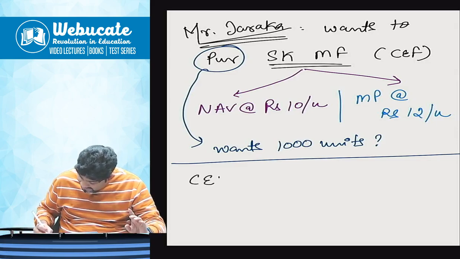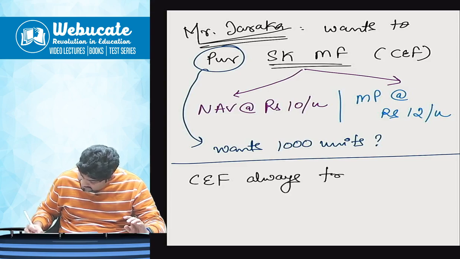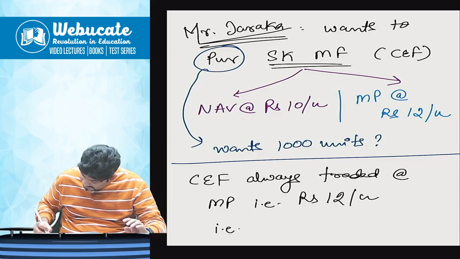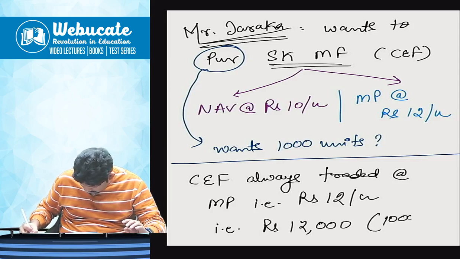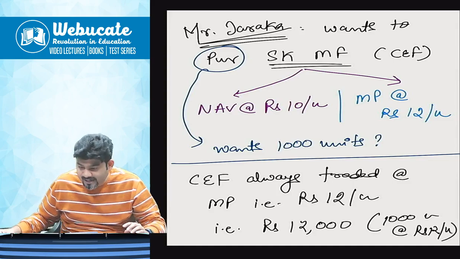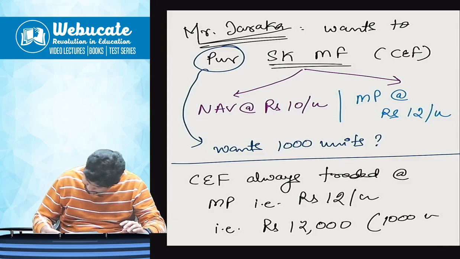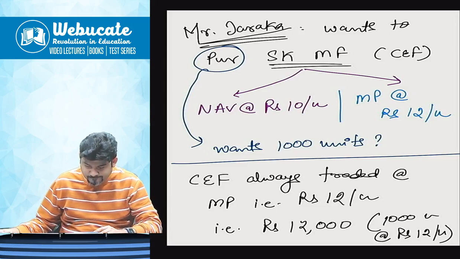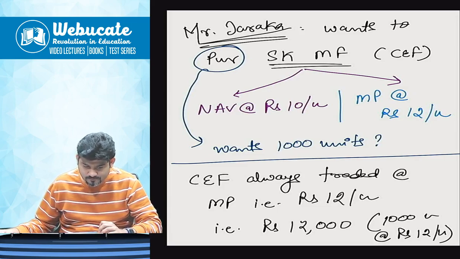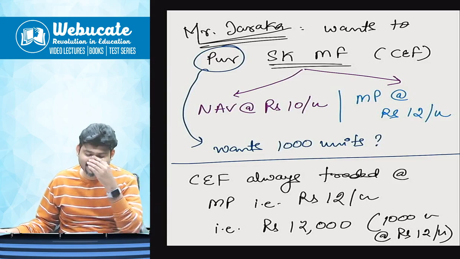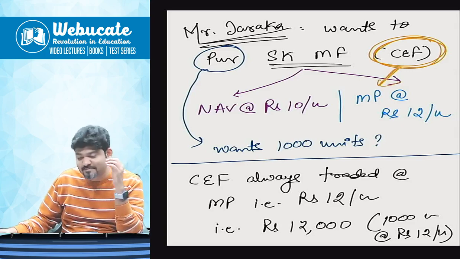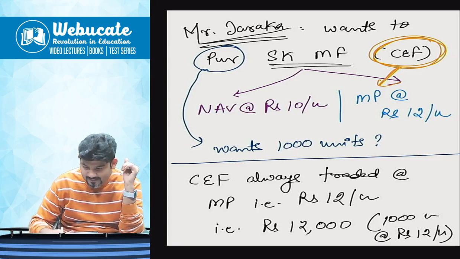So, closed-ended funds are always traded at market price. That is 12 per unit. That is rupees 12,000. Got it, guys? Lena is saying 10. Miss Lena, I just told you all, closed-ended funds, don't get into the trap. Closed-ended funds are always traded at market price after the NFO is done. Are you understanding, Lena?